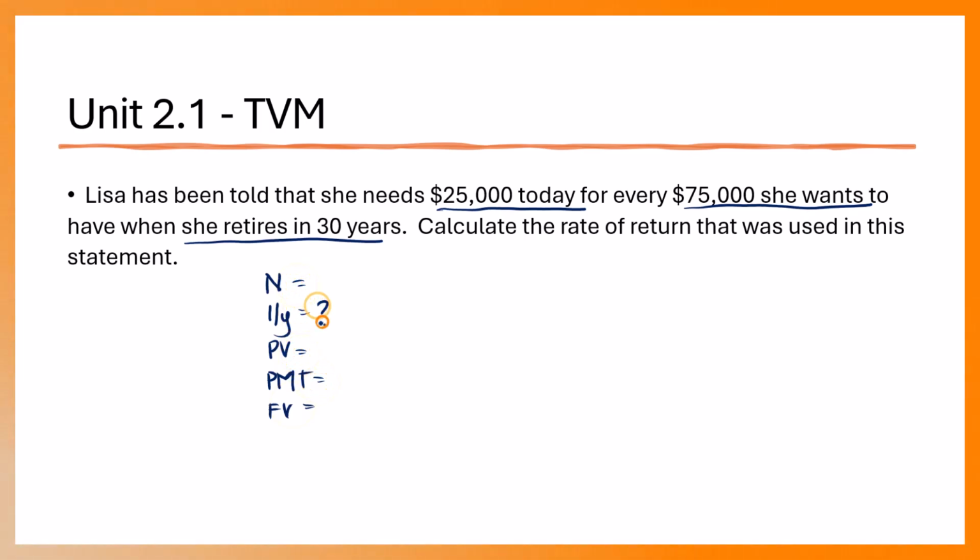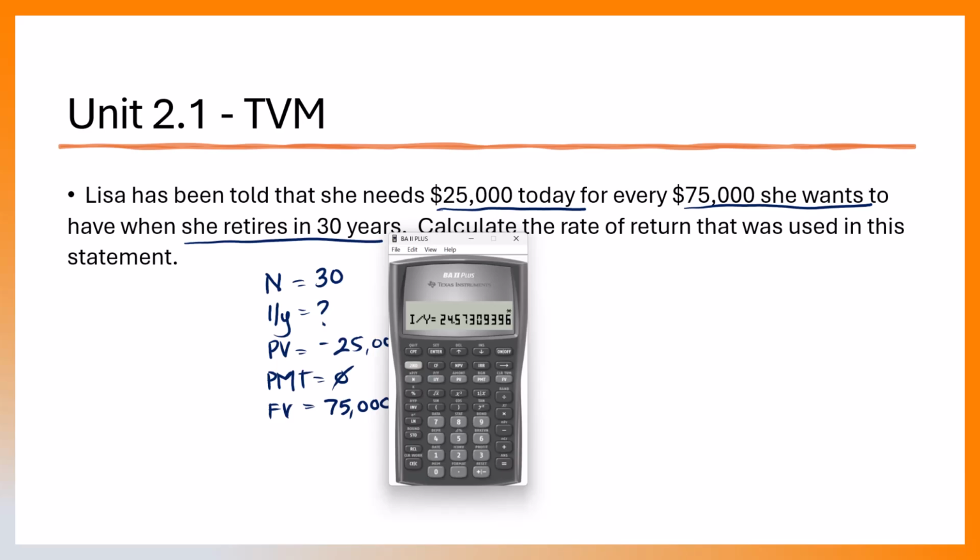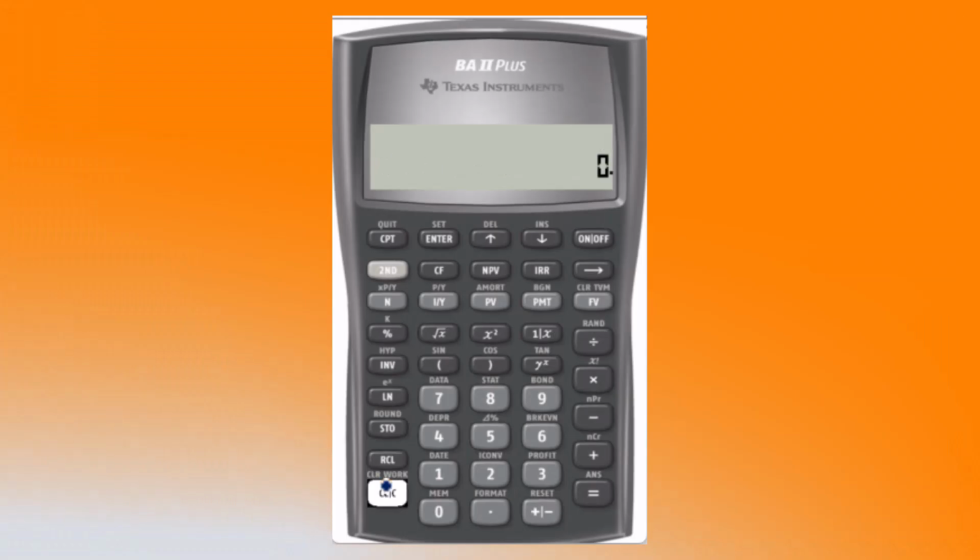We're trying to solve for IY. We know she has 30 years to retirement. She's going to make a contribution of $25,000. No additional payments. She expects to have, if she makes this deposit today, $75,000. What would be her average rate of return over this period of time?